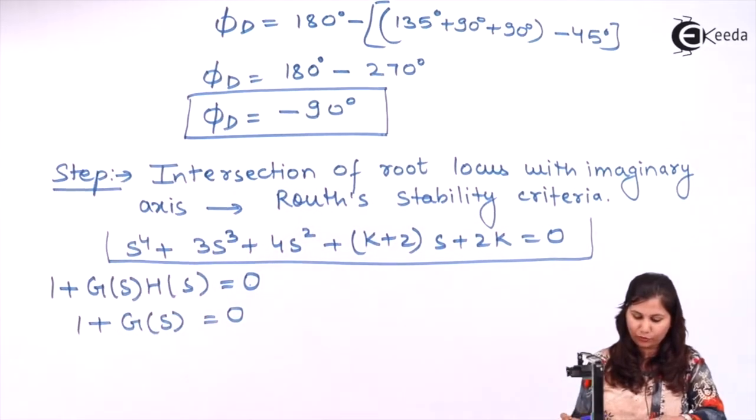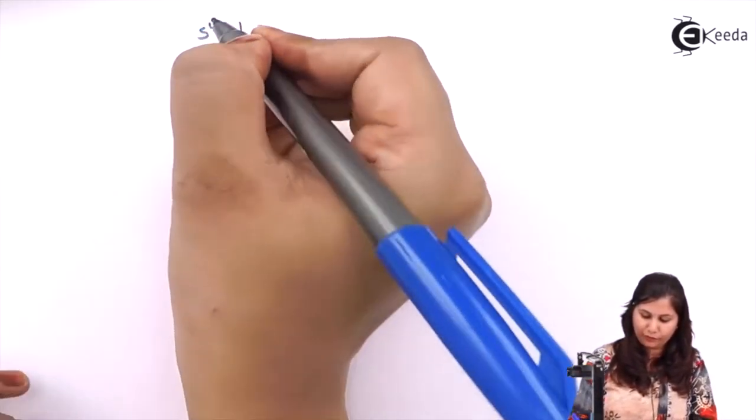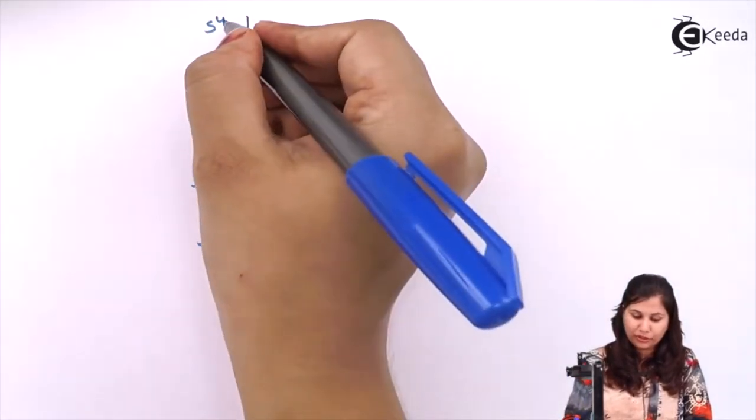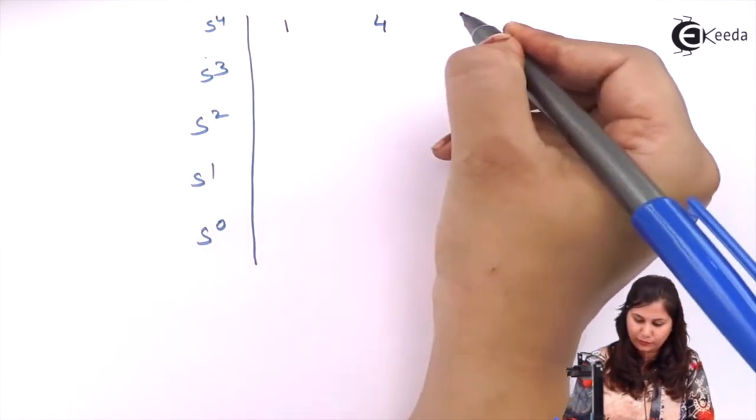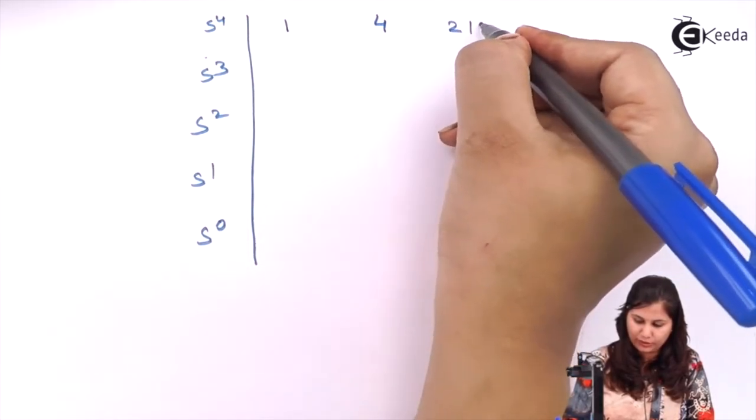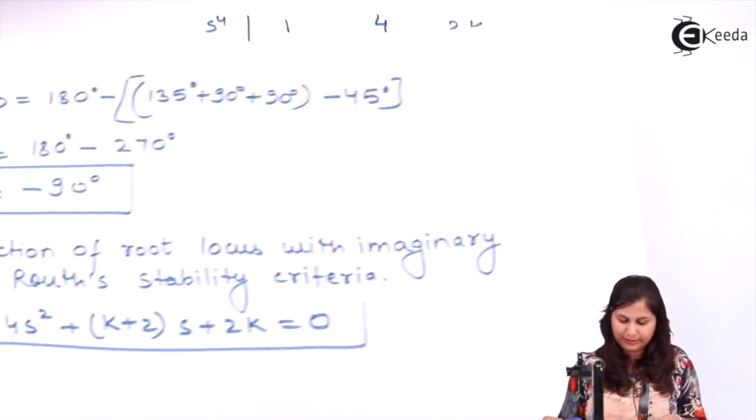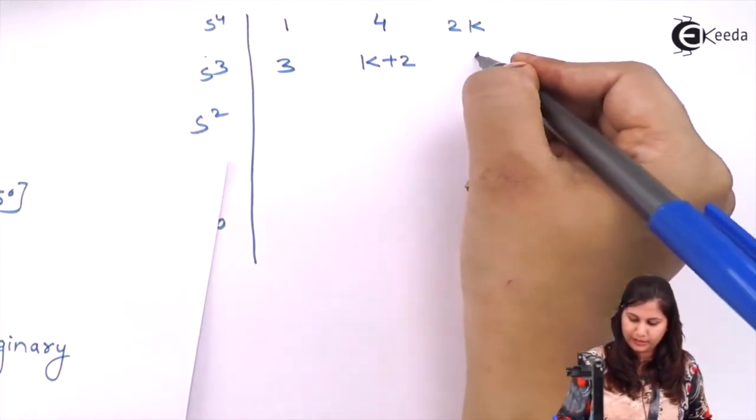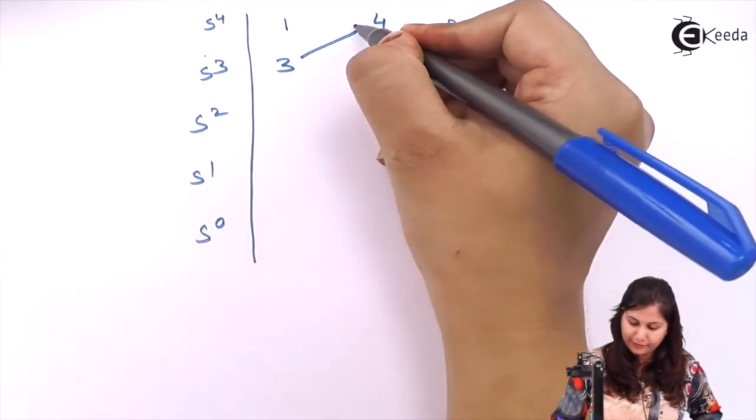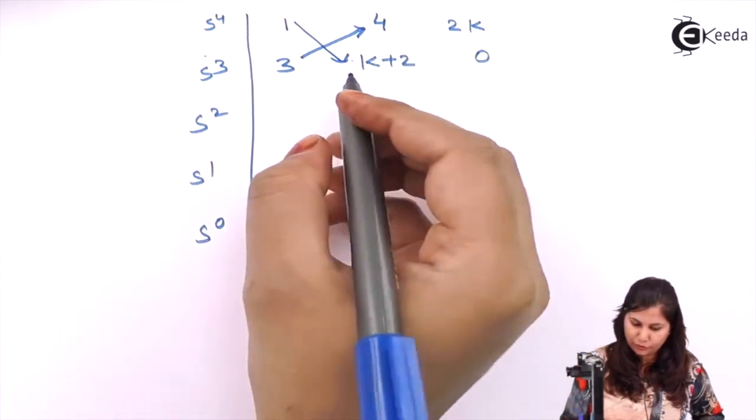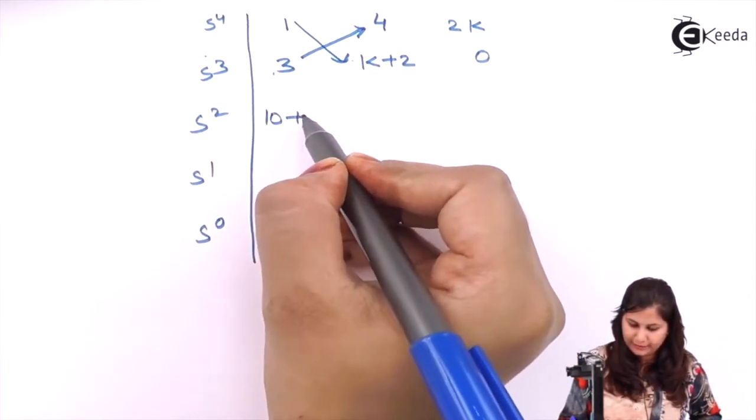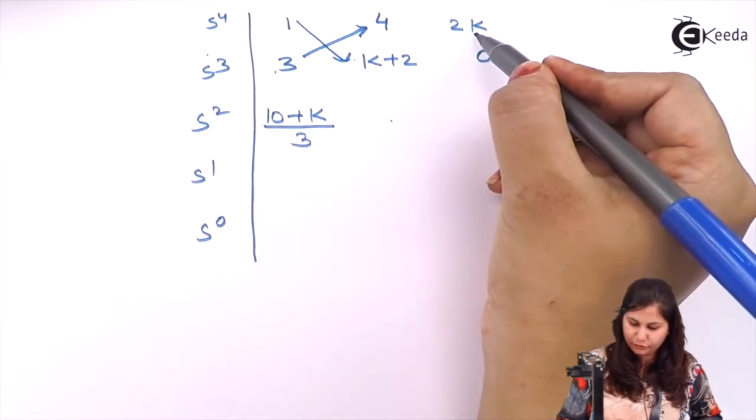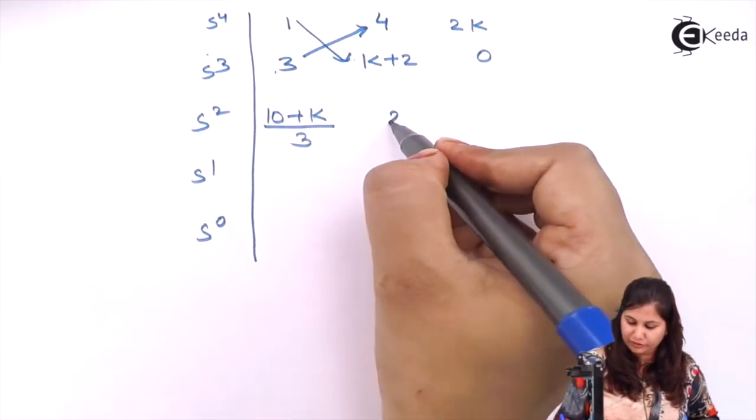The highest power of s is 4, so here we will have s to the power 4, s cube, s square, s to the power 1, and s to the power 0. The coefficient of s to the power 4 is 1, s square is 4, and s to the power 0 is 2k. The coefficient of s cube is 3, s to the power 1 is k plus 2, and then 0. For this, multiply 4 threes are 12 and then 1 into k plus 2 and divide by 3. So it will be 10 plus k upon 3. For this coefficient, multiply 3 with 2k, 1 with 0 and divide by 3. So it will be 2k.